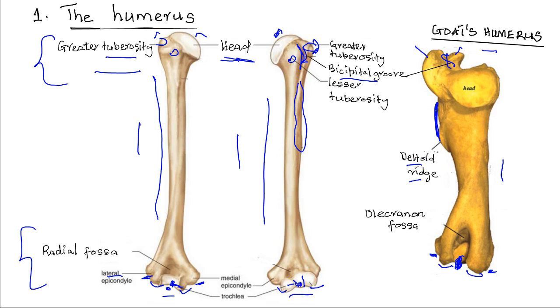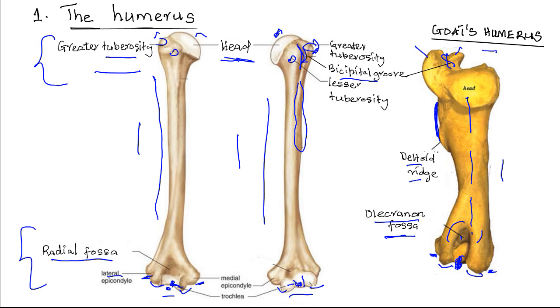Then other features that are present at the distal end, depending on the angle, are: you have the olecranon fossa. The olecranon fossa is very distinct in the goat's humerus. This is a depression that is located directly below the head for accommodating the ulna when the arm is straightened.